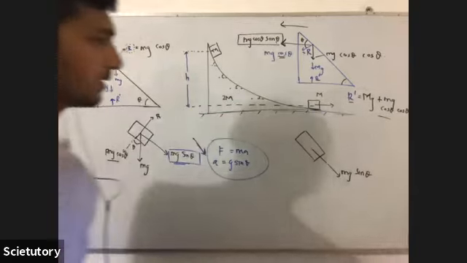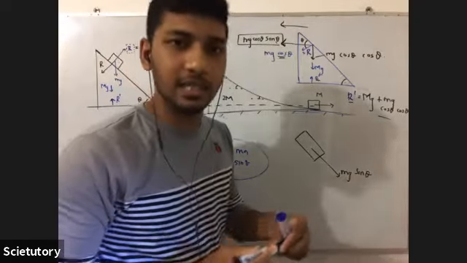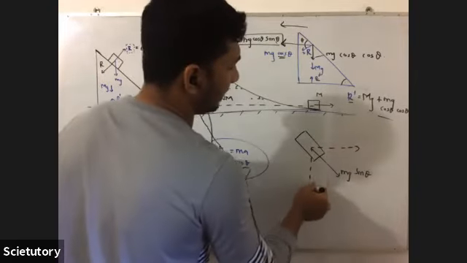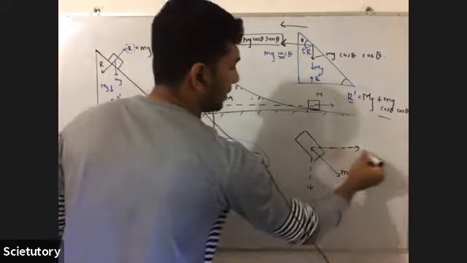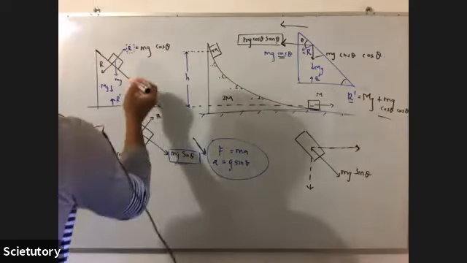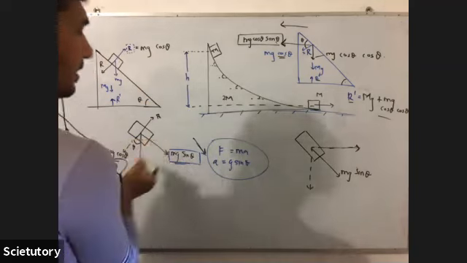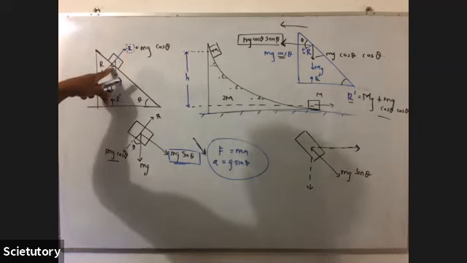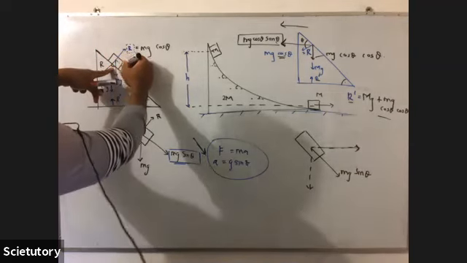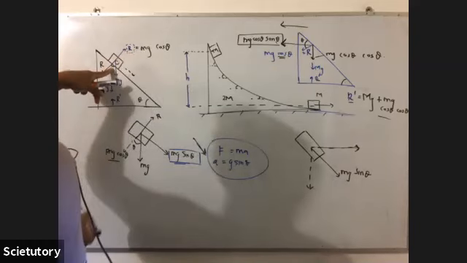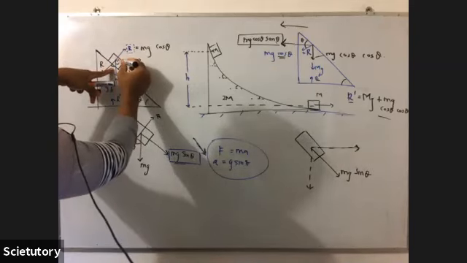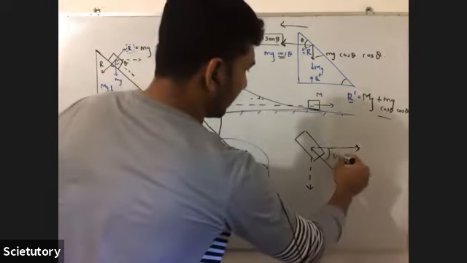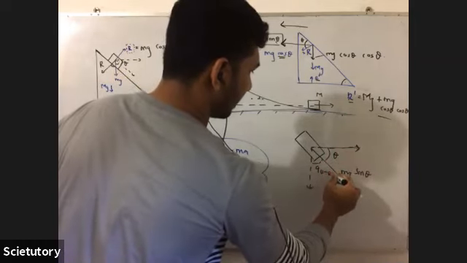mg sin theta. Now I am going to take components for this mg sin theta also in horizontal and vertical directions. So what is the value of this one? I will give you angles. So this is theta, and what is this one? This is also theta, no? So this is 90 minus theta, and this is also theta. So this is theta, and this is 90 minus theta.